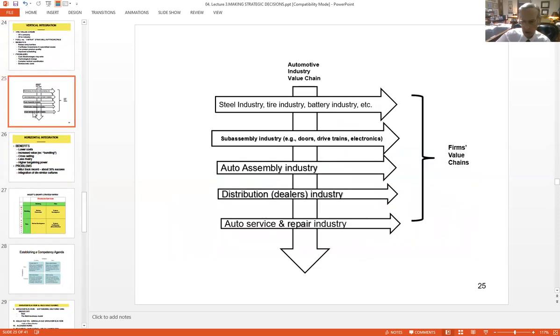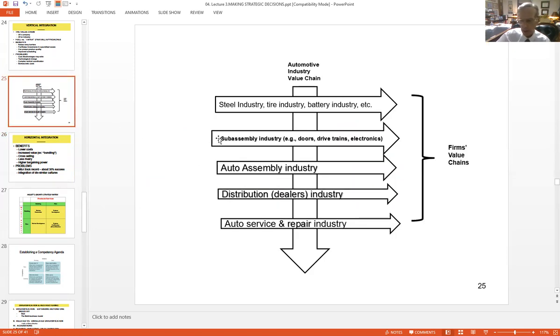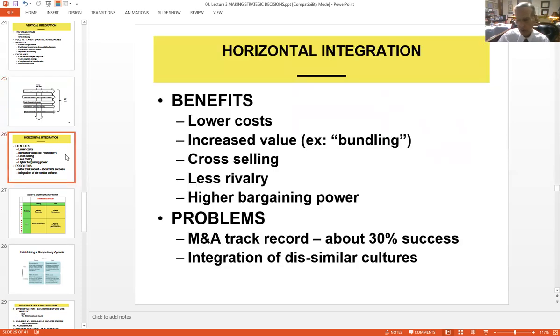Okay, we talked about the vertical integration. So now what about horizontal? And horizontal integration simply means that we're going to buy other companies at the same level in the industry value chain that our company is located in. And by doing that, we may get scale economy, which will enable us to lower cost. We may be able to offer complementary products that are made by the companies in our industry that we acquire.